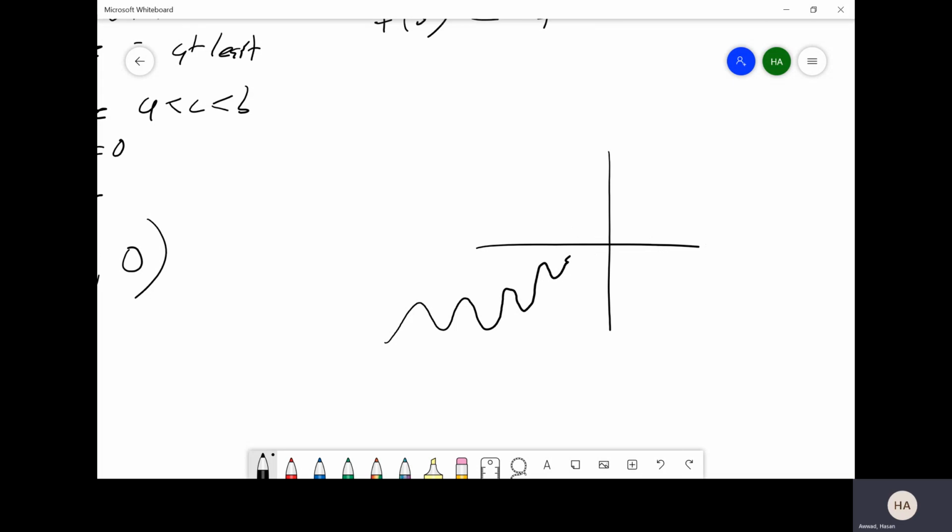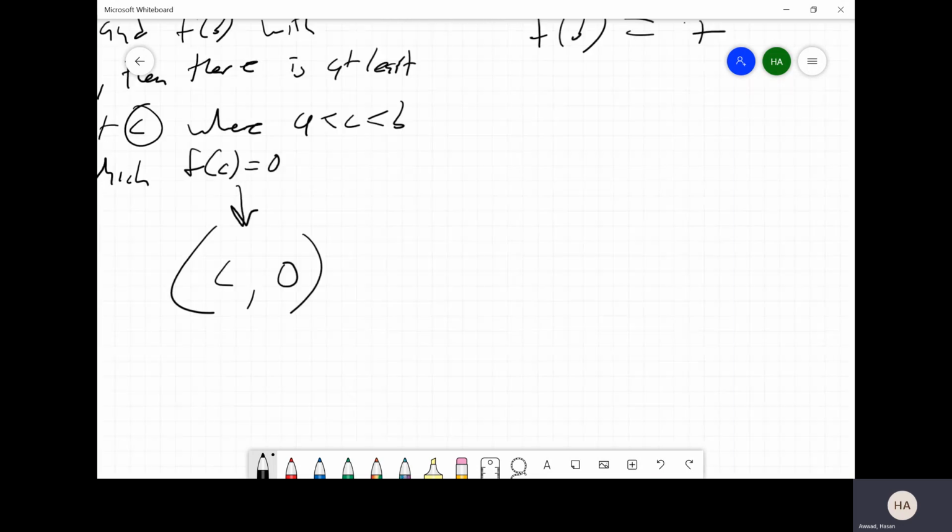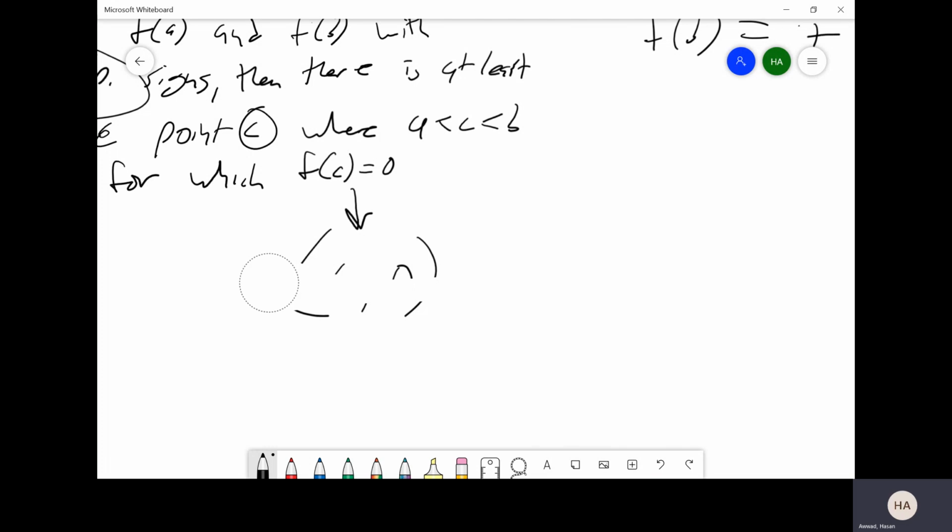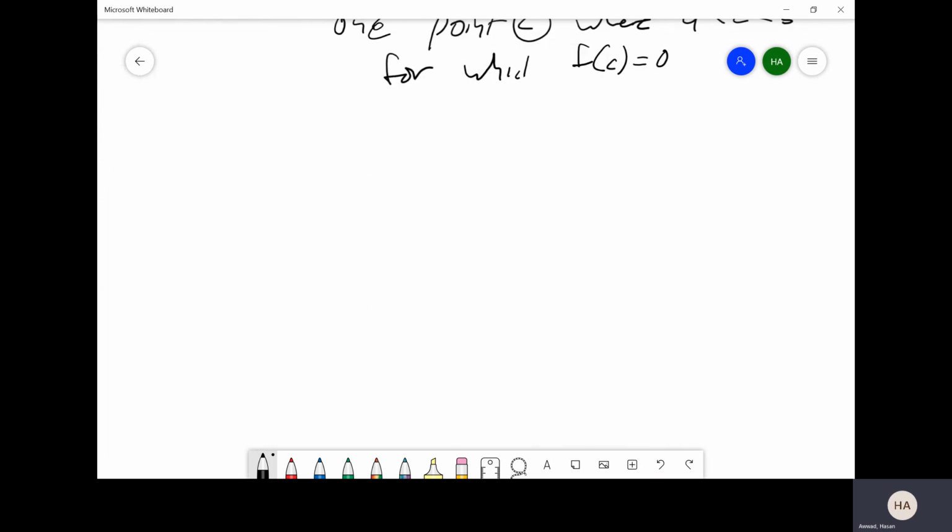So there's no way that you can go from a negative value to a positive value without hitting 0 on the y-axis, without your output being 0. And again, what that tells you is that there's no way for you to go from negative to positive without having an x-intercept. So again, I know that still seems like a lot of talking, and maybe you still don't get it. Let's do an example, and I promise you it'll be way simpler than the definition makes it out to be. Okay? So let's look at our example.